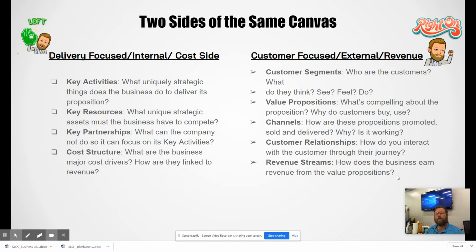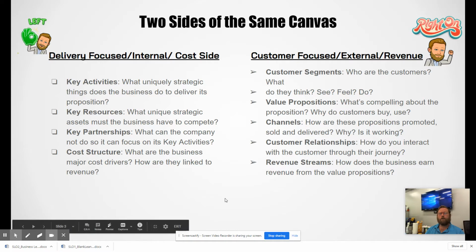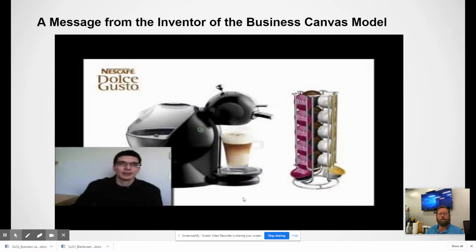Now, if you look through here, guys, I've kind of broken down each side and what they deal with. So like I said, the left side is delivery focused, internal and cost side, whereas the customer focused, external and revenue side is on the right. And that gives you that picture of both of those sides. And yes, they're intertwined, but yes, they do have different goals when we're completing them.